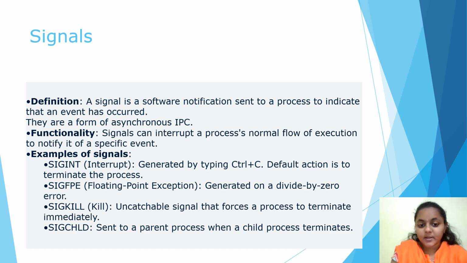SIGINT means an interrupt generated by pressing Ctrl plus C to a program. SIGFPE is an arithmetic error, such as division by 0. SIGKILL is a signal to force terminate, and it cannot be caught or ignored. SIGCHLD, child ended, is sent to the parent when a child process terminates. For example, when you press Ctrl plus C in a terminal, the OS sends SIGINT to stop the running program.